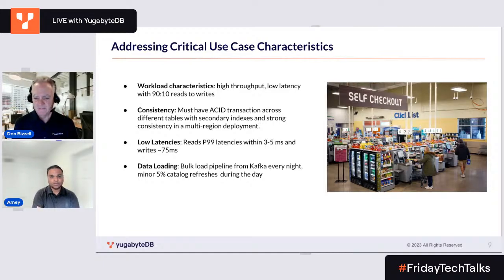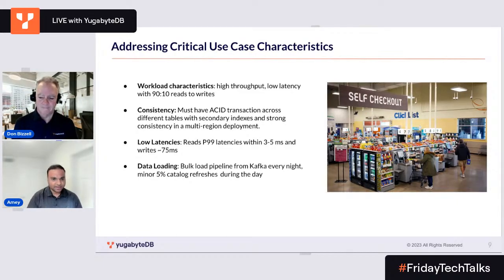Correct. So to set the stage for the technical details here, we are saying that the workload is high throughput, low latency with 90% reads and 10% writes, which is usually the basic characteristic of a ledger or a catalog use case across the industries. Consistency, as I mentioned, ACID transactions are a must. You want to ensure that if something goes wrong, you're able to roll back the transaction correctly. You should never leave the transaction in a situation where you never know what the real state of the data was.